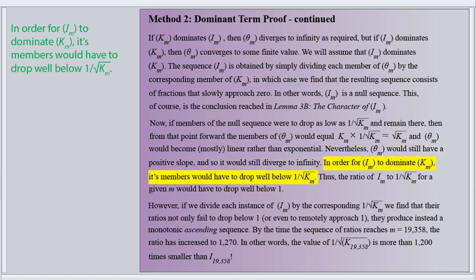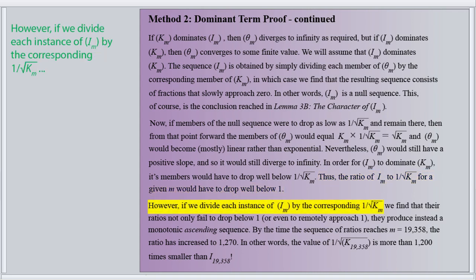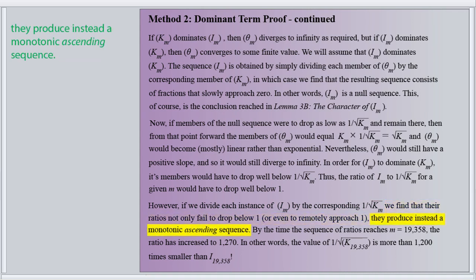In order for I to dominate k, its members would have to drop well below 1 over the square root of k. Thus, the ratio of I to 1 over the square root of k for a given m would have to drop well below 1. However, if we divide each instance of I by the corresponding 1 over the square root of k, we find that their ratios not only fail to drop below 1, or even to remotely approach 1, they produce instead a monotonic ascending sequence.